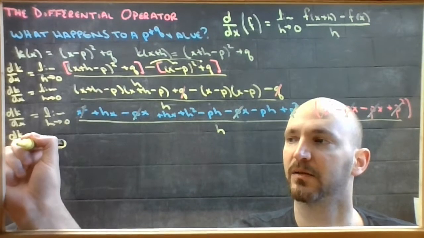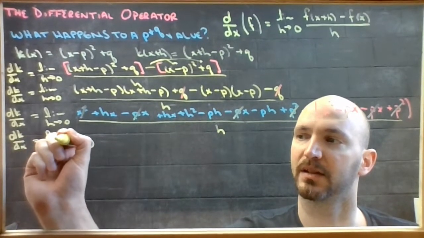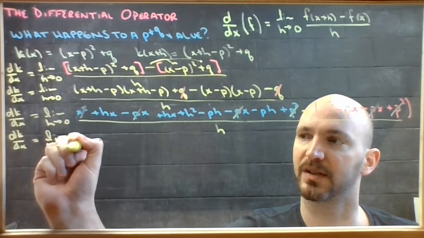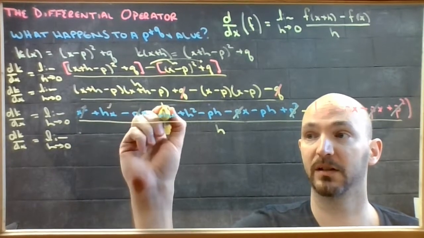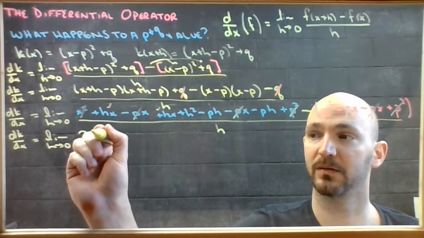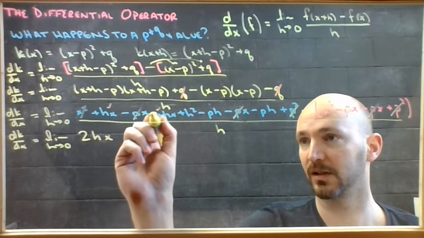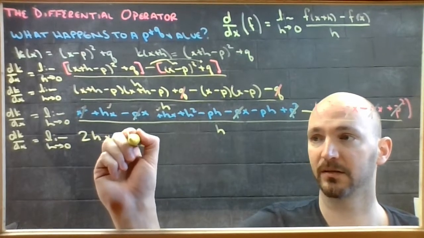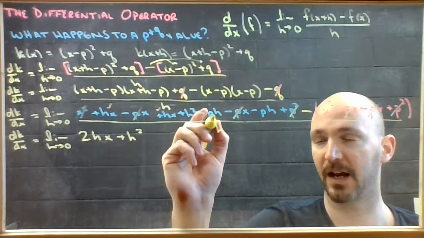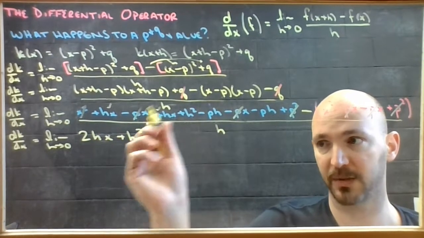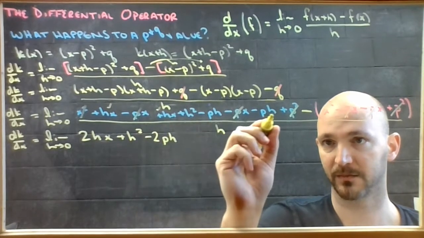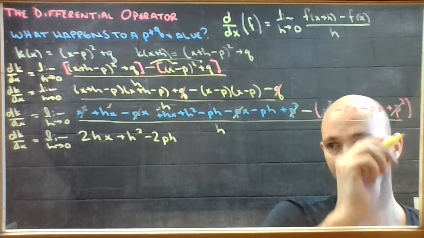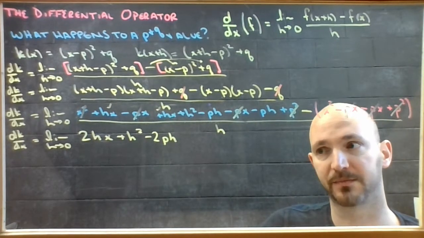dk over dx equals limit h goes to 0. I have an hx. Actually, I have two of them. 1, 2. I have an h squared. I have a negative ph and a negative ph. That's two of them. And that's it. Everything else is gone.